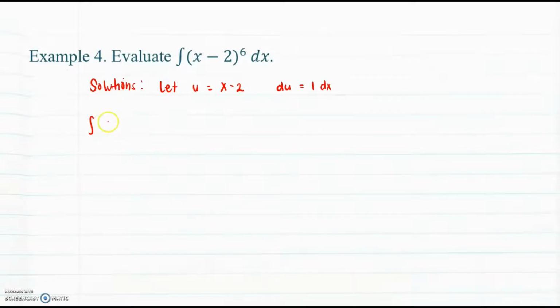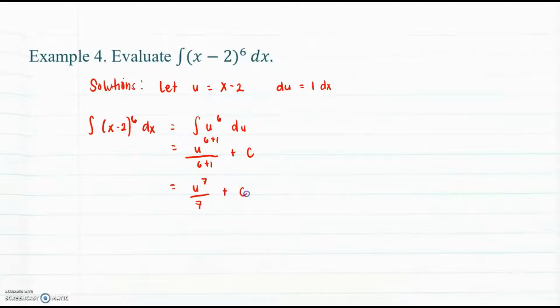So here, start now with integrating. So you have the indefinite integral of x minus 2 raised to 6 with respect to x is just equal to the indefinite integral of u, in which our u here is raised to 6 with respect to u. So apply the general power rule. So you have u raised to 6 plus 1 over 6 plus 1 plus c. So that would be u raised to 7 over 7 plus c.